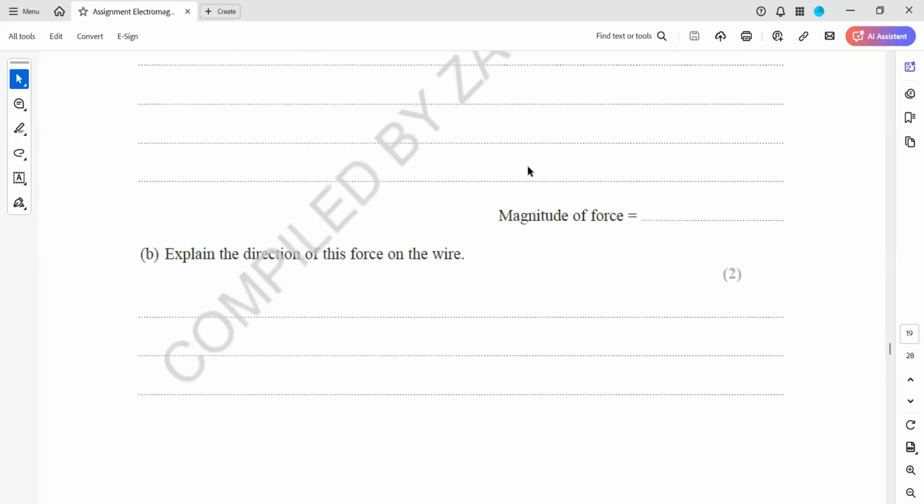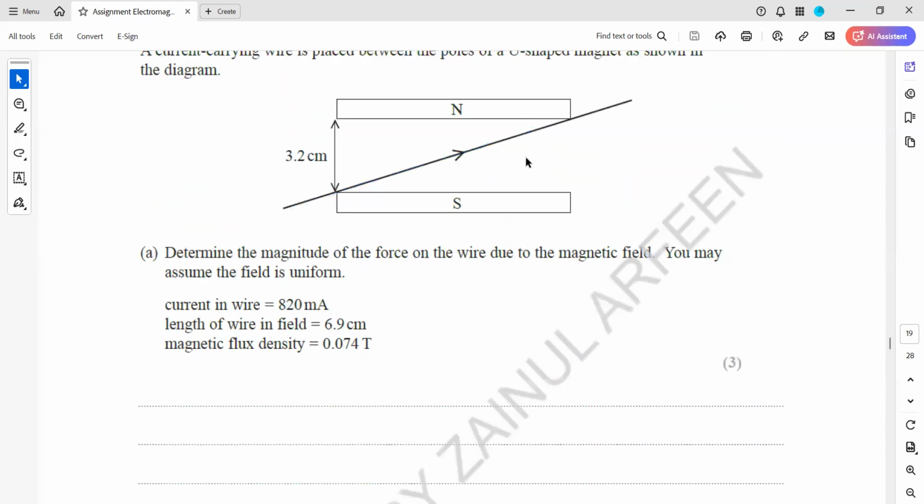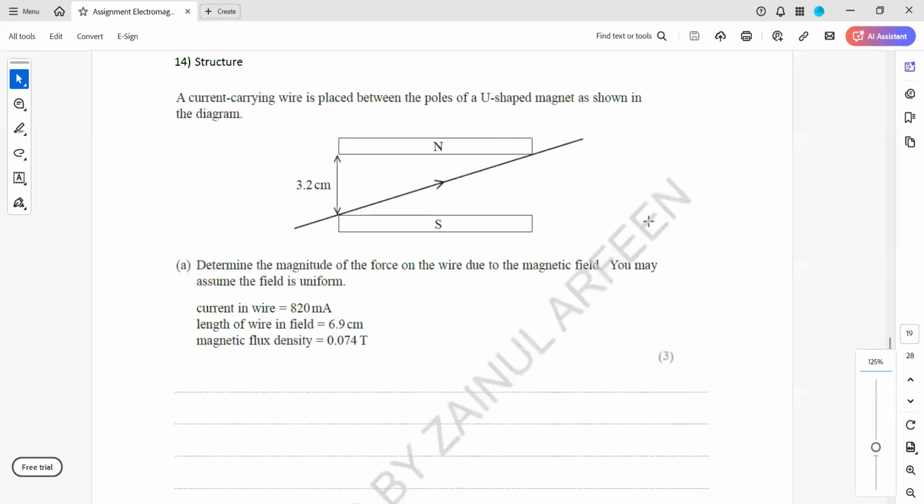Explain the direction of the force on the wire. How do we work out the direction of the force? Because current is passing through a wire, which rule do we have to use? We have to use Fleming's left hand rule, because there's a current passing through a wire.